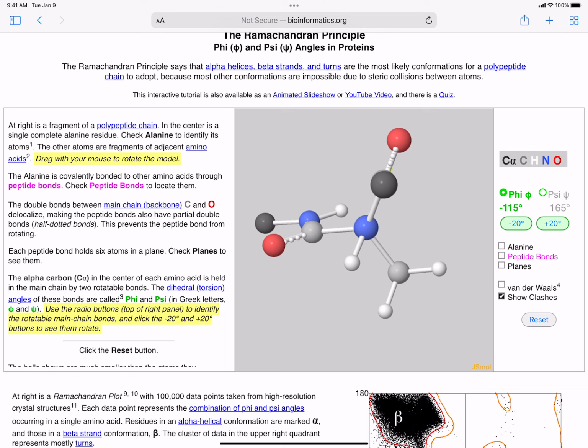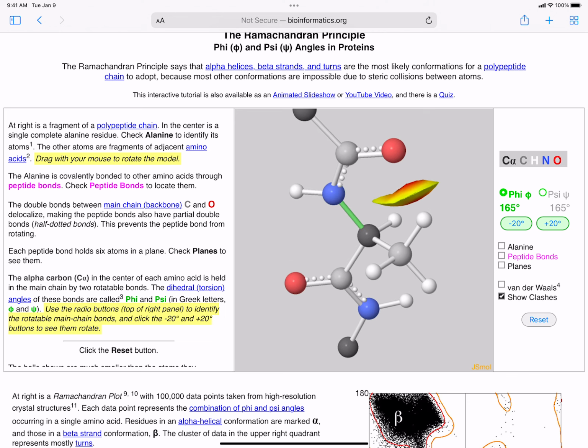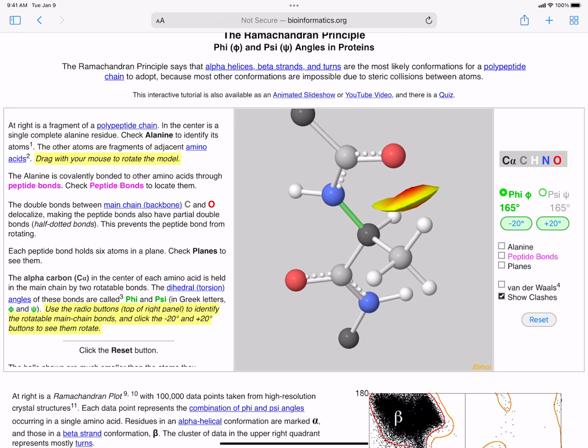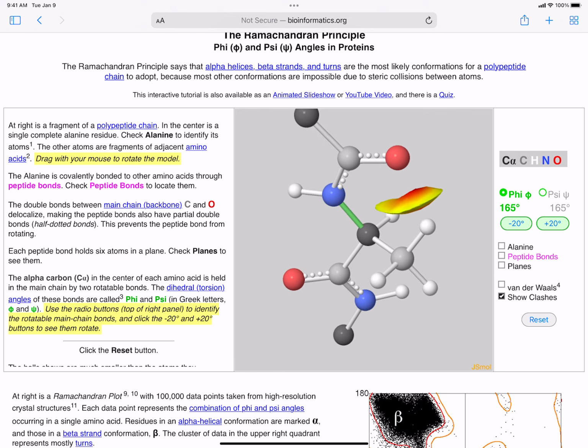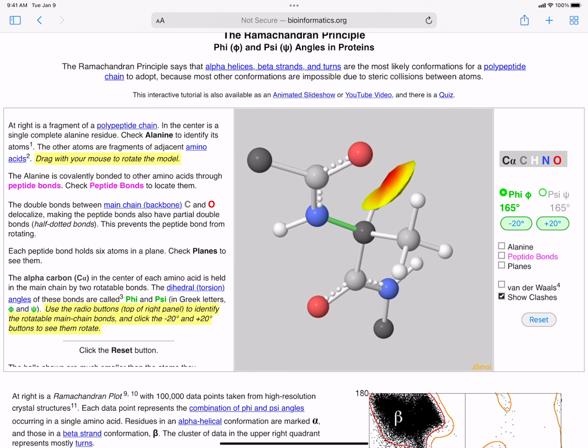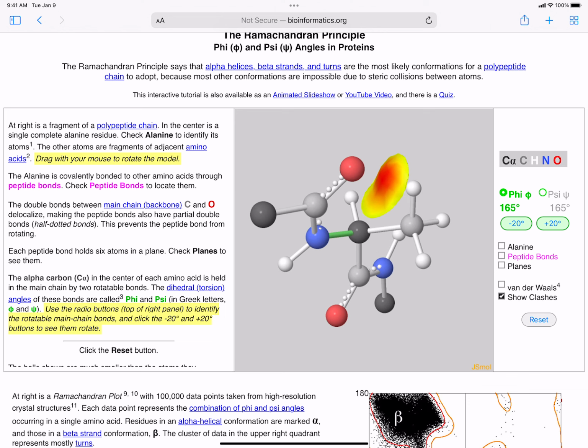And I can change it just by plus or minus, okay? And over time, you're going to see some yellow and red surfaces start to show up, and those indicate places where there are steric clashes. So for example, if I start to adjust phi to be around minus 160, you can see that the carbonyl oxygen is now bumping into the side chain. So that would suggest you want to avoid conformations where phi equals around minus 160 maybe.